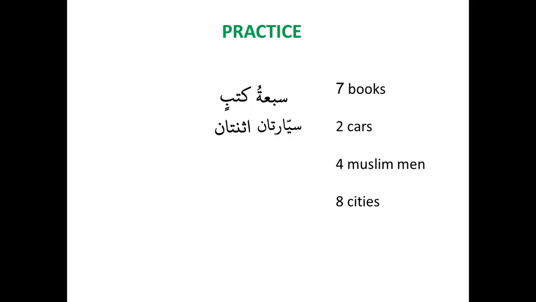So 4 Muslim men. How will you write Muslim men first? Muslimin. Muslimina. And how will you write 4 now? Arba'atu. Now 8 cities. So let's write cities first.